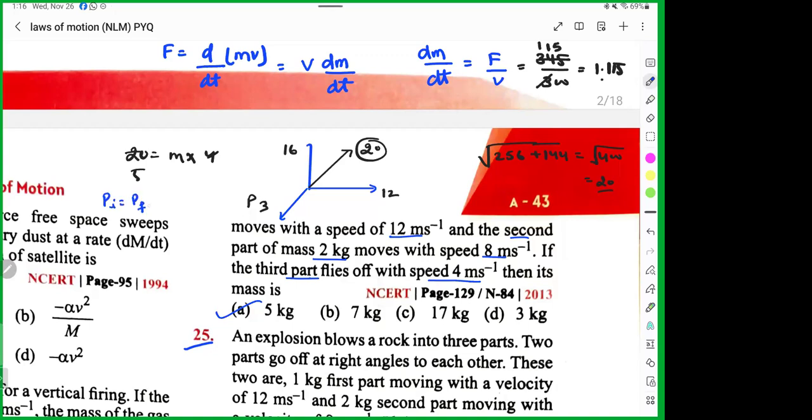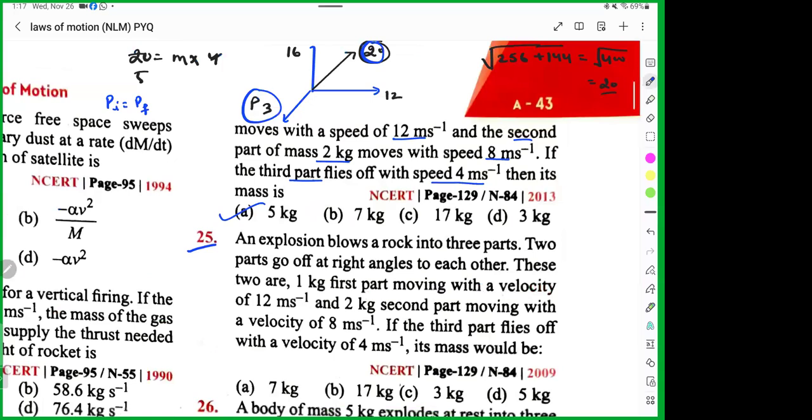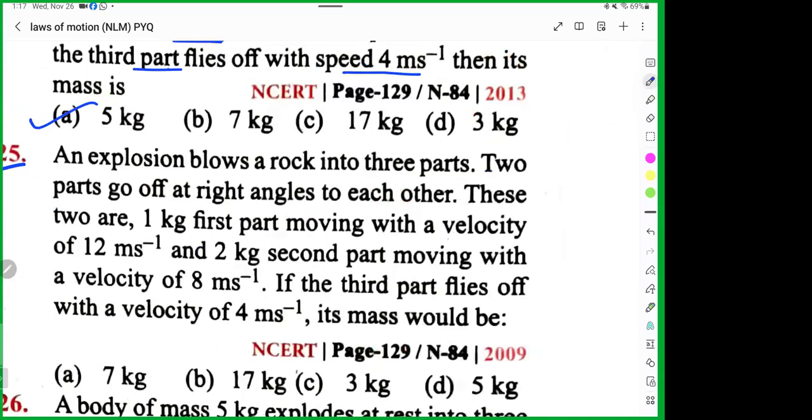P initial is equal to P final. Initial was 0, final should be 0. That's why both are equal and opposite. They will cancel out each other. This is exactly the same question. Right. In the same way, an explosion occurs.